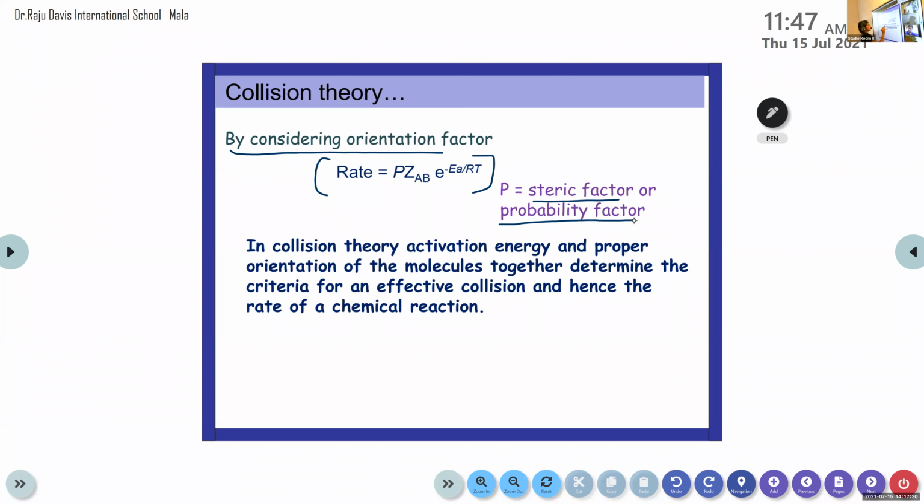So in collision theory, activation energy and proper orientation of the molecules together determine the criteria for an effective collision and hence the rate of a chemical reaction. Here the activation energy parameter is already in this equation, and we just included this steric factor or probability factor for considering the orientation of molecules.